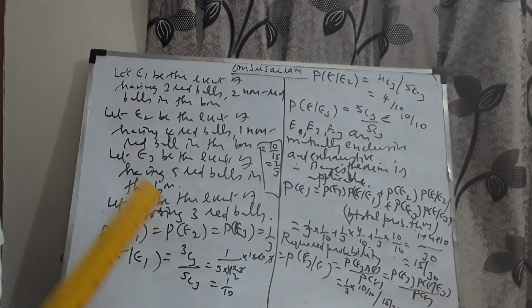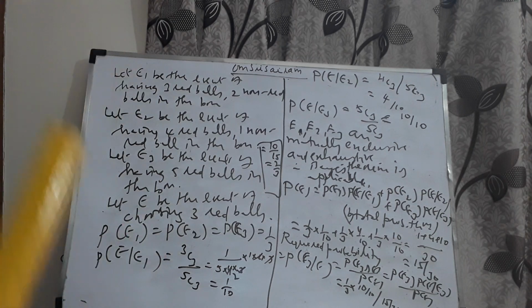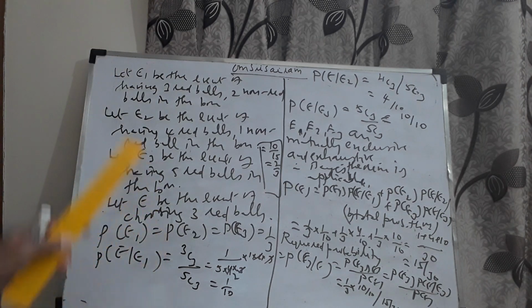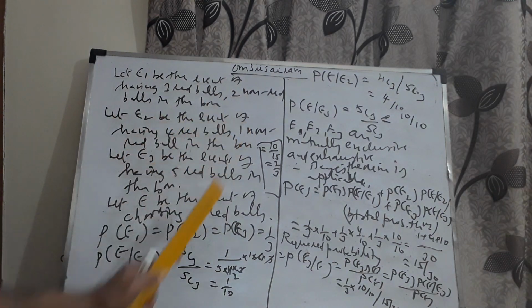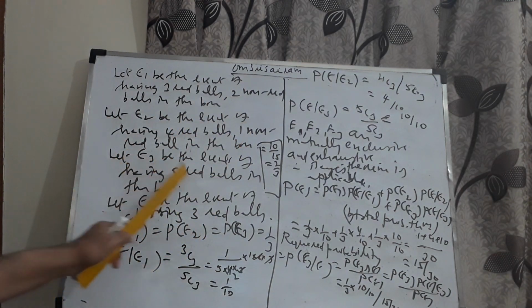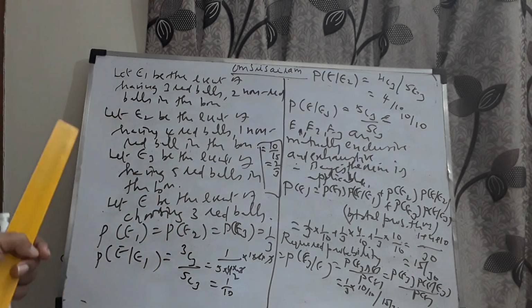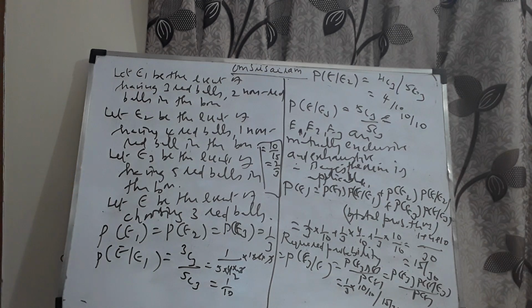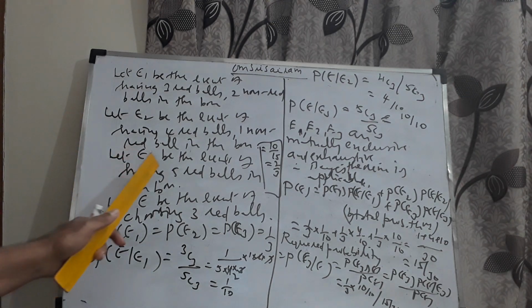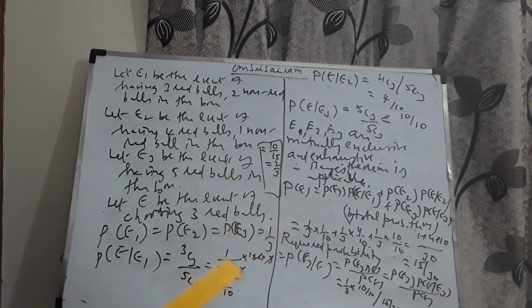Now, this question is similar to, listen to what I am telling you. I am going to tell you carefully. If there are 3 boxes, box A has 3 red balls, 2 non-red balls. Box B has 4 red balls, 1 non-red ball. Box C has 5 red balls. One box is chosen at random and 3 balls are chosen from it, and all the 3 are found to be red in color. What is the probability that they were chosen from box C? That is given in a different way.